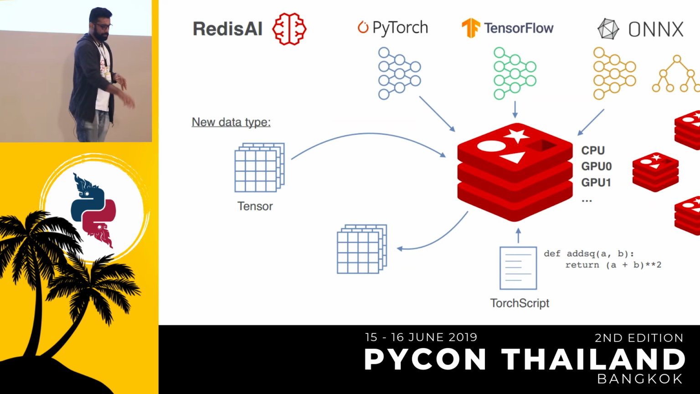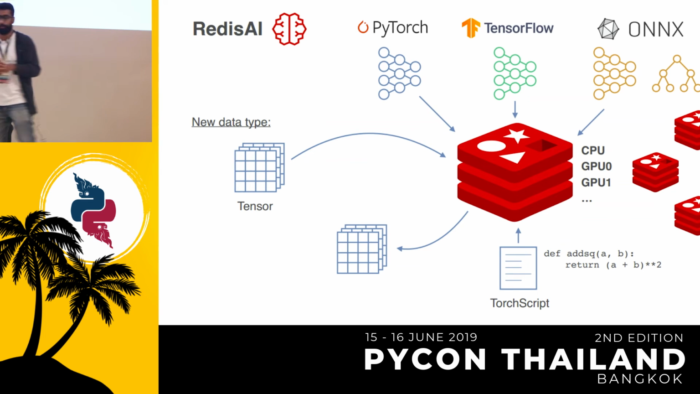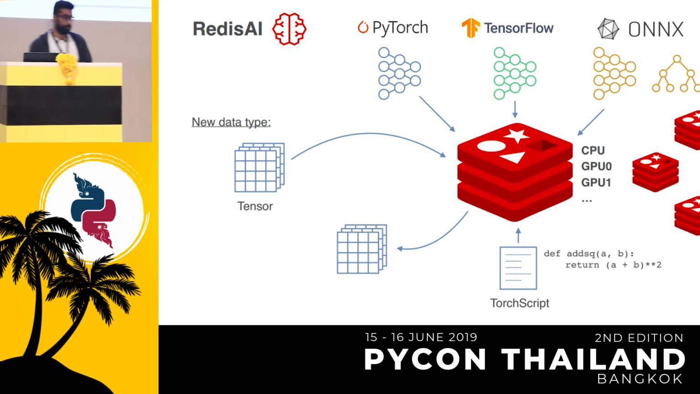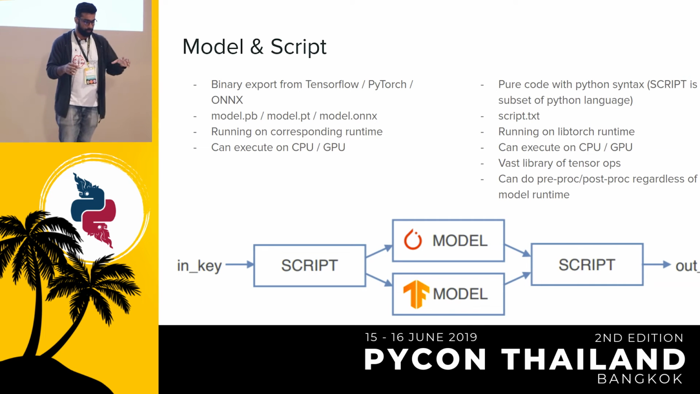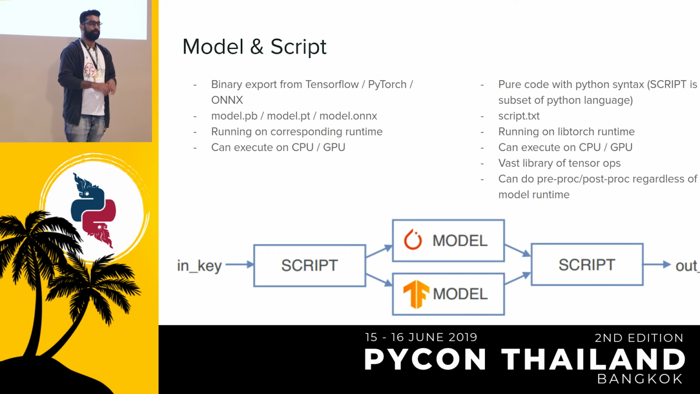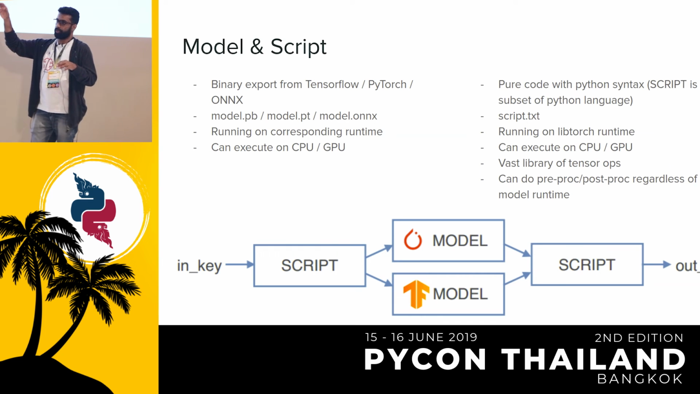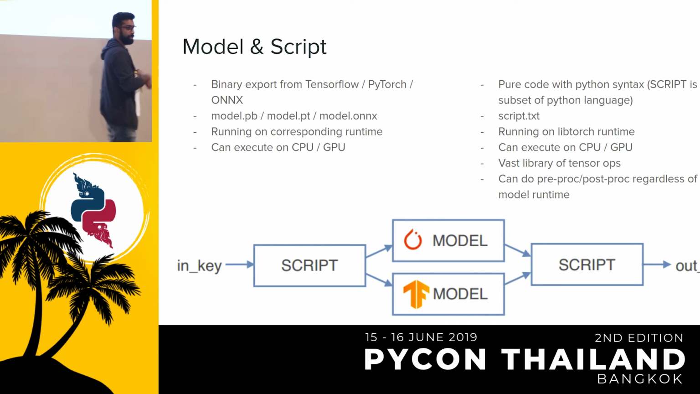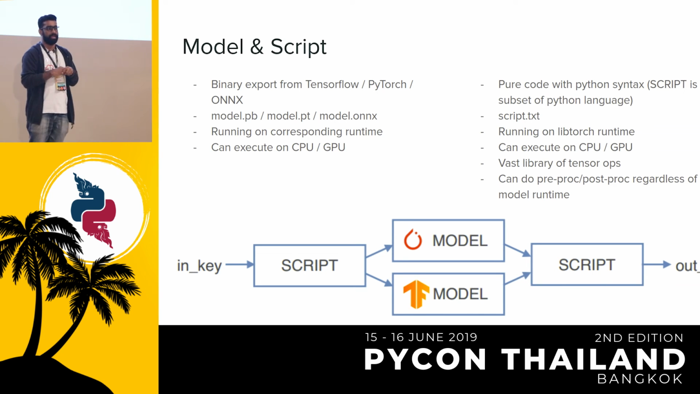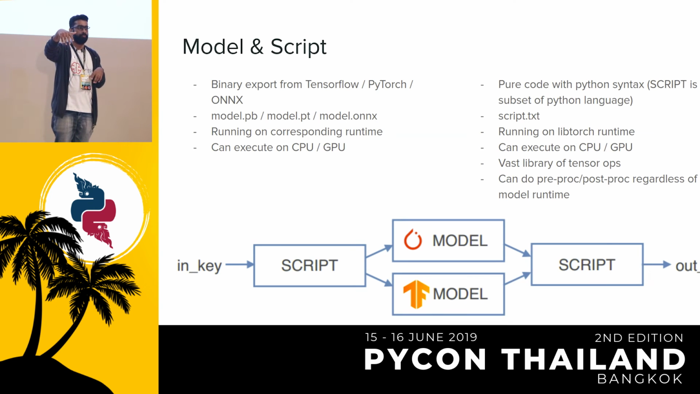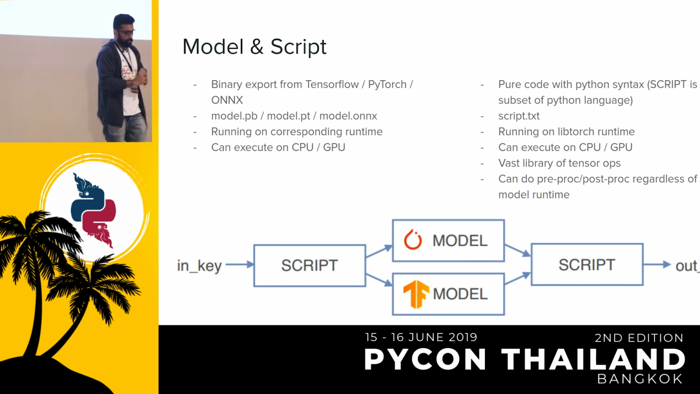The one at the bottom is TorchScript. Apart from the model, you can also define a script, which is built on top of PyTorch. The typical example shown at the bottom captures the whole idea. As you know, Redis is a key-value store. You save the tensors in a key called in-key. Then you pass that in-key tensor to the script. The script is essentially a subset of the Python language itself, but running not in the Python interpreter, but on a C++ runtime. You define a script as a text file, then you can put that into RedisAI.